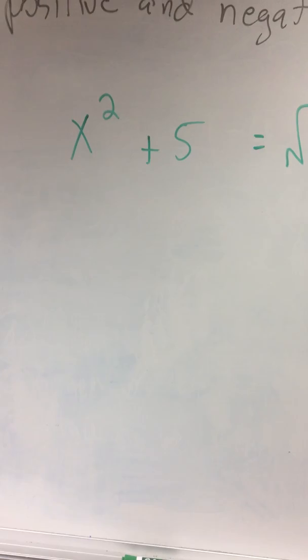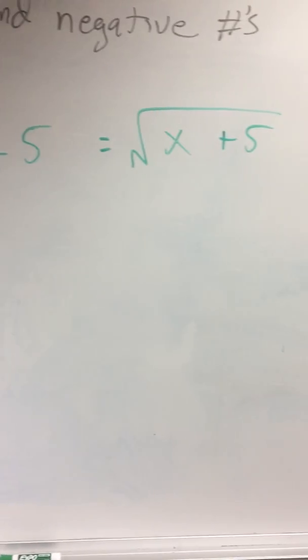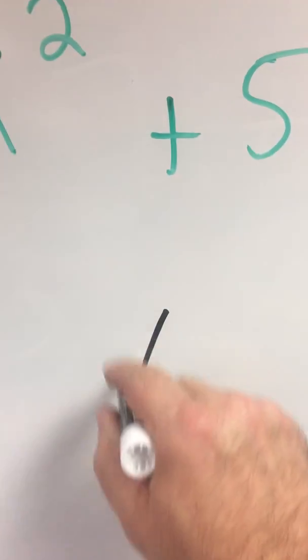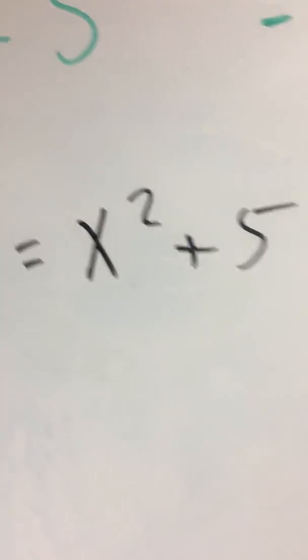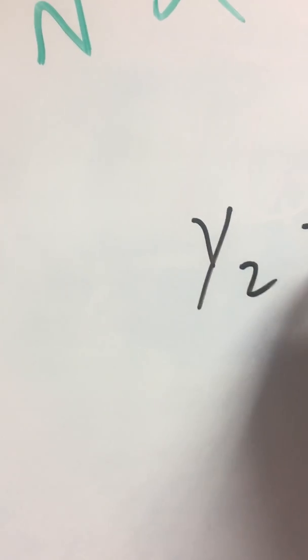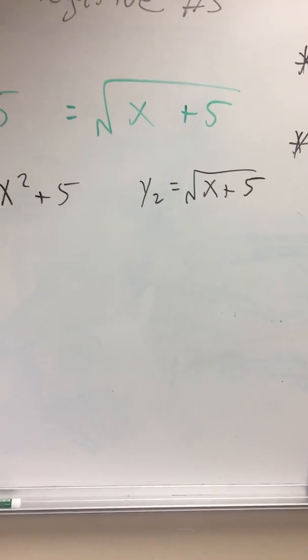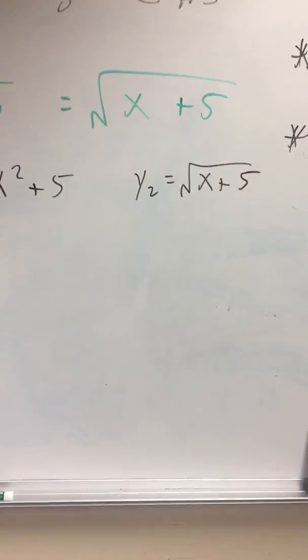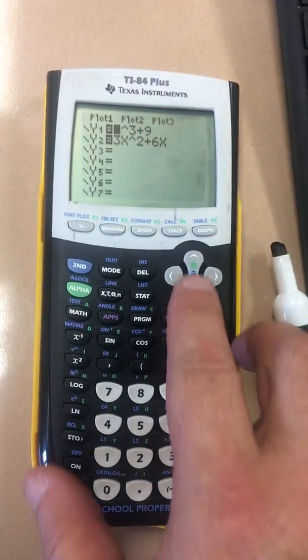Let's take a look at another problem that I have written over here. I have x squared plus 5 equals the square root of x plus 5. So I'm going to do the same thing. I'm going to say y1 equals x squared plus 5, and I'm going to say y2 equals the square root of x plus 5. And I got a little close with my phone, but you can kind of see that's my plan, to put those two in for y1 and y2. Probably catching a little bit of my lovely classroom on the third floor there.